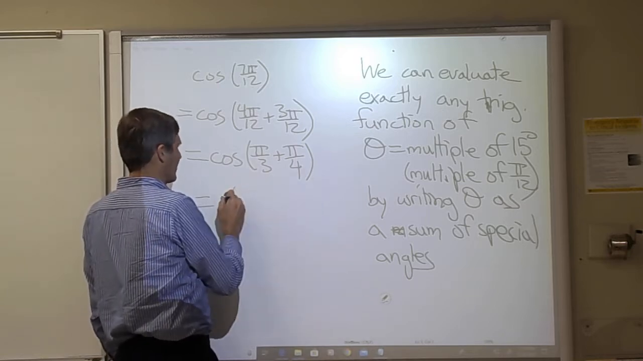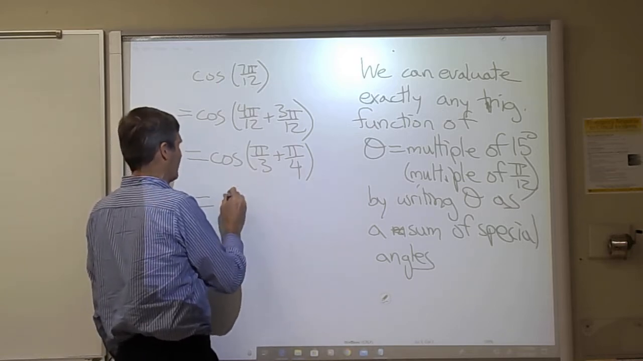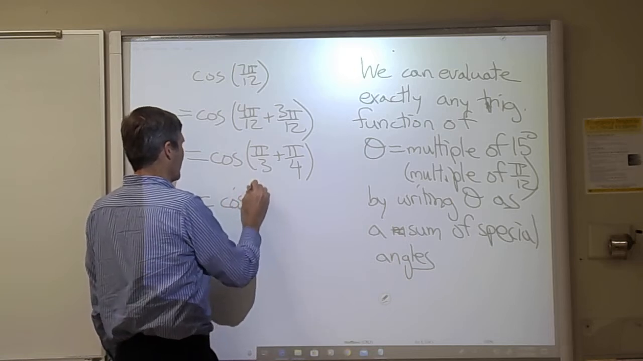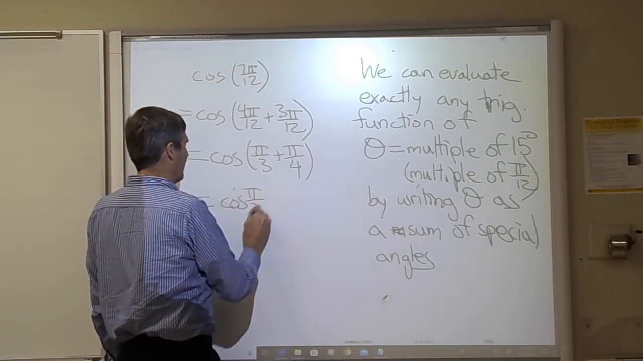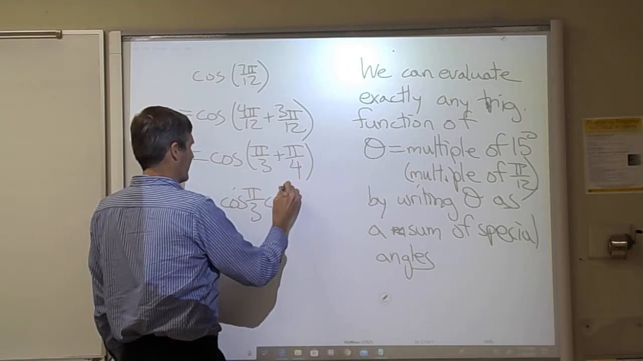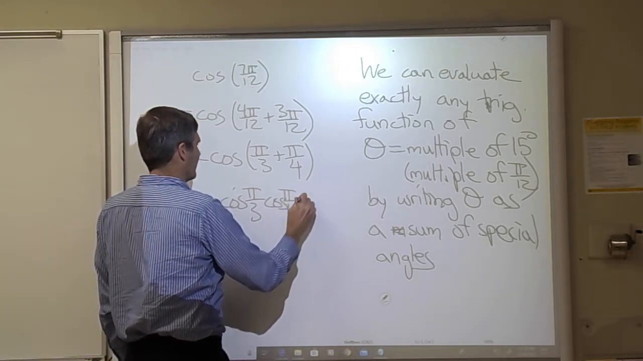Now I apply the trig identity. Cosine of the sum is cosine cosine minus sine sine, plus with minus for cosine. This plus generates a minus here.